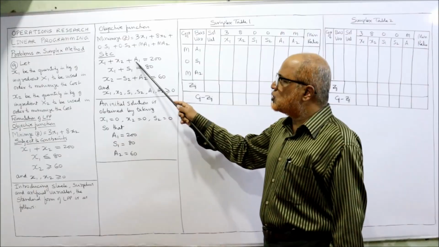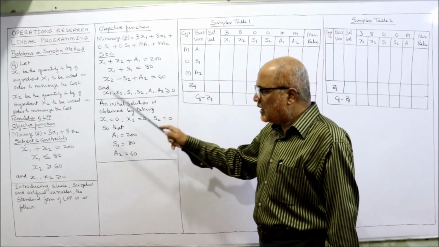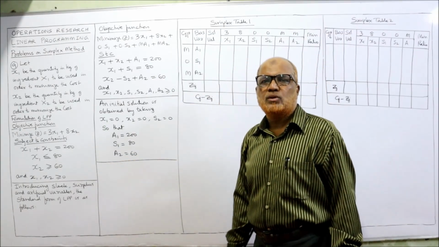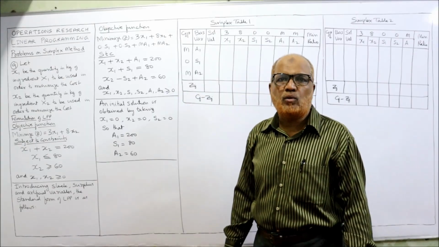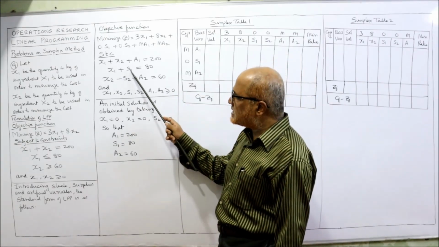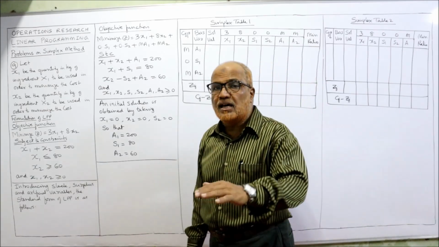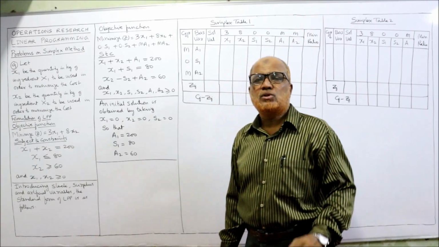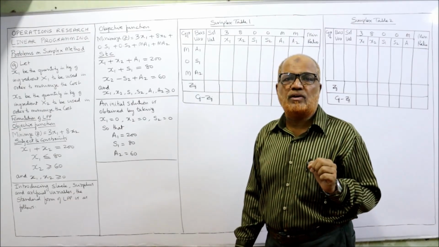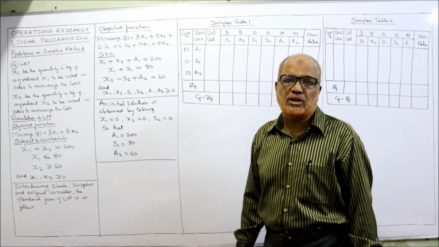So x1 plus x2 plus A1 is equal to 200. This is less than or equal to type, so we have to add the slack variable. So x1 plus s1 is equal to 80. The third constraint is greater than or equal to type, so we have to subtract the surplus variable and add the artificial variable.